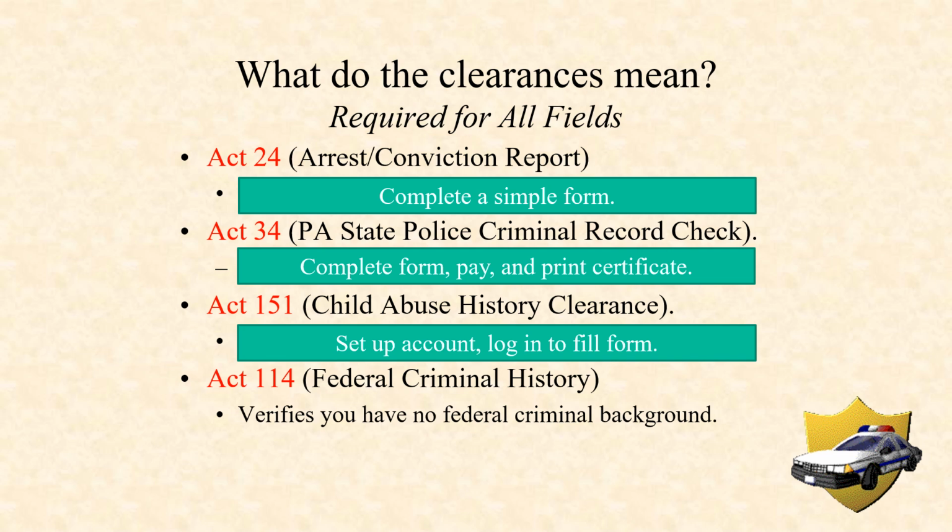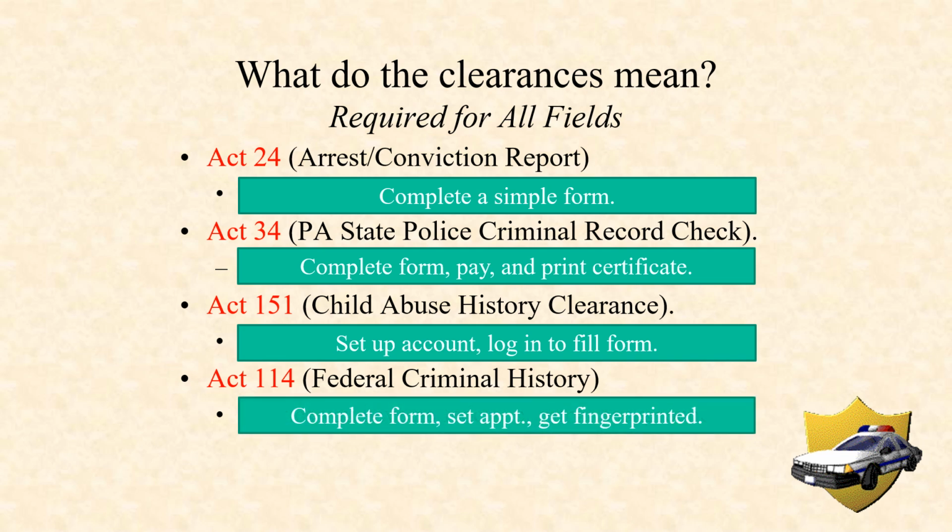Act 114 is the Federal Criminal History. So this verifies that you do not have any federal criminal background. How do you apply for this? Well, we complete a form online, we set an appointment, and part of what we do for this clearance is we get fingerprinted electronically.